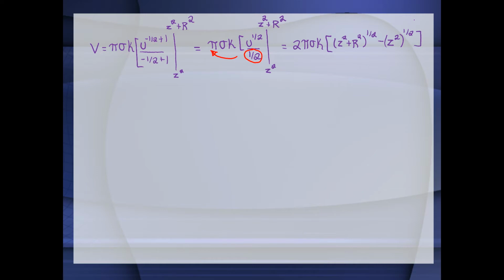And we're pretty much done here. So now my equation would be 2 times pi times sigma times k, and then multiplied by, instead of writing down the 1/2, let's turn it into a square root: the square root of z squared plus r squared. And then the square root of z squared would just be z. So subtract z, and that's my equation for the electric potential.